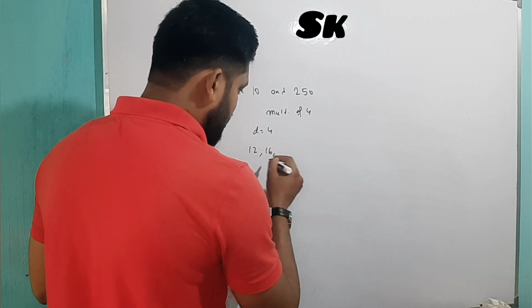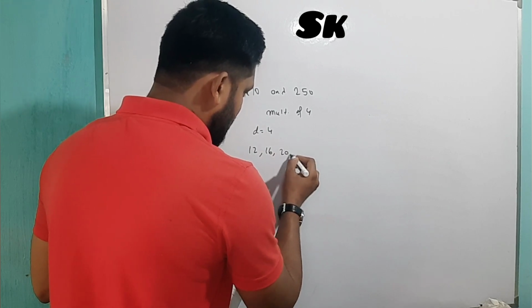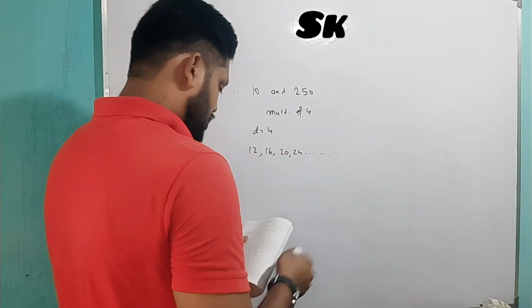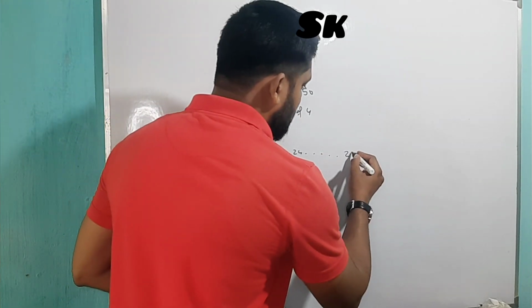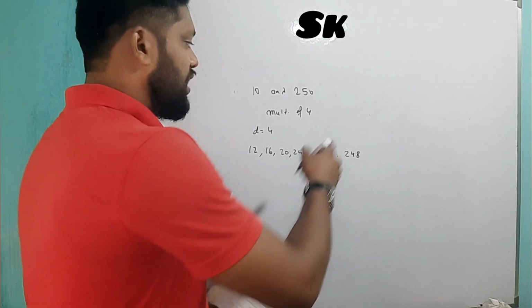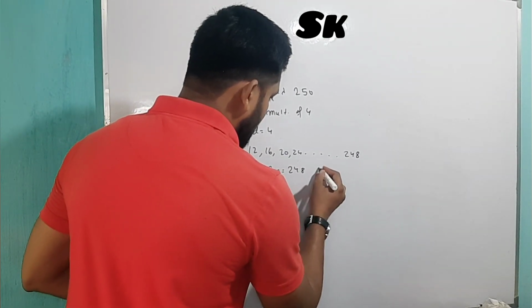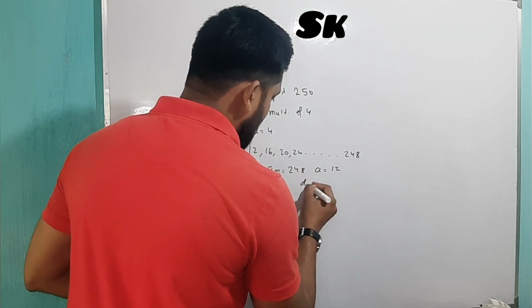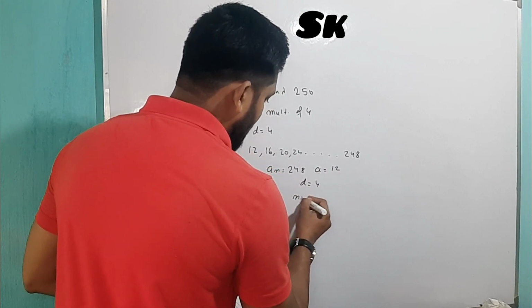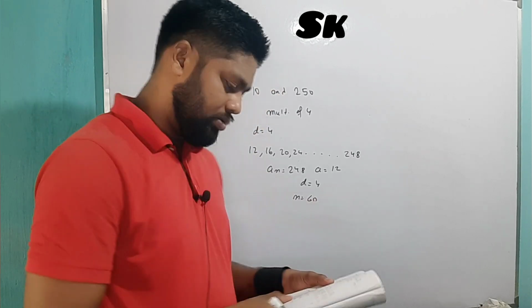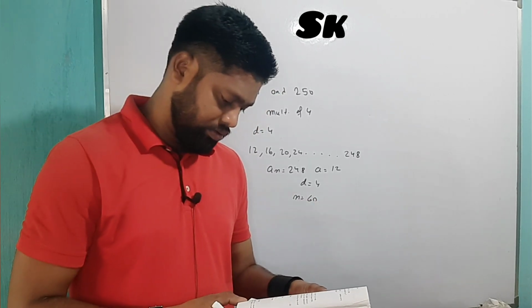Next we have to get the d value. Plus 4, 20 plus 4, 24. So is 250 divisible by 4? No. Then what is divisible? 248. 240 is divisible by 4. So 248 is the last number. So I have an as 248, a as 12, d as 4. So n I have to find out. What is the n value? You will solve and you will get 60. Clear? Very clear, sir. Okay.